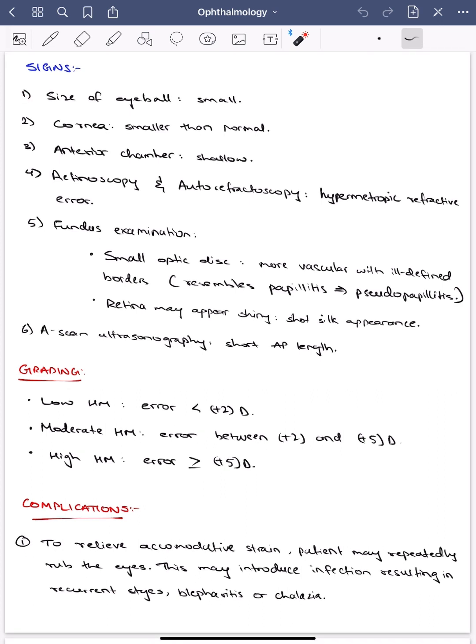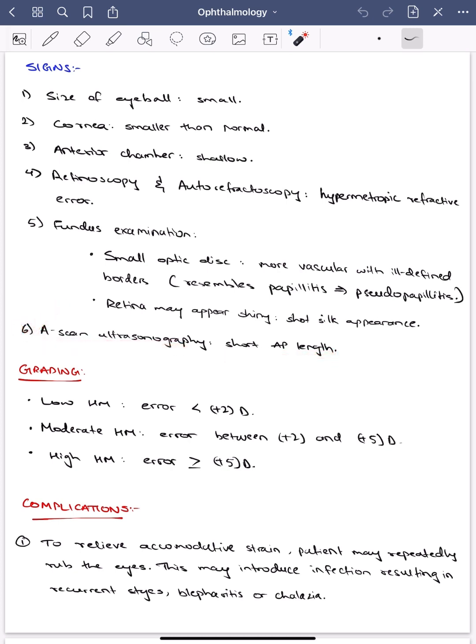Next is retinoscopy or autorefractoscopy, and this reveals a hypermetropic refractive error. Fifth is the fundus examination, and when you look into the fundus of a patient with hypermetropia, you observe a small optic disc which is more vascular with ill-defined borders, and this resembles the fundus view of papillitis, and hence this is also known as pseudopapillitis. The retina may appear shiny, and this is known as short silk appearance. This is about the fundus examination. And finally, A-scan ultrasonography reveals a shorter anteroposterior length.